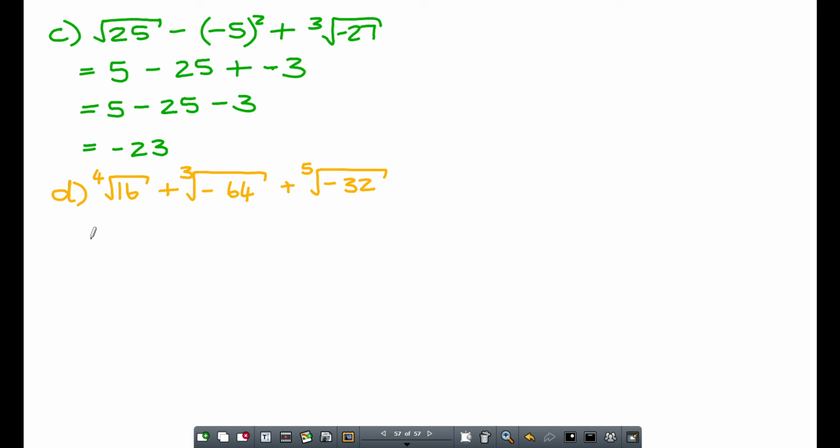Okay, right, fourth root of 16 will be what? Will be 2, bro. 2. Good. Plus, and then what? Okay, and then cube root of negative 64 will be negative 4. And fifth root of negative 32 will be what? Minus 2. Yeah, minus 2. Okay, now I want you to see that these two and those two will change to be minus 4, minus 2. So your final answer will be minus 4.